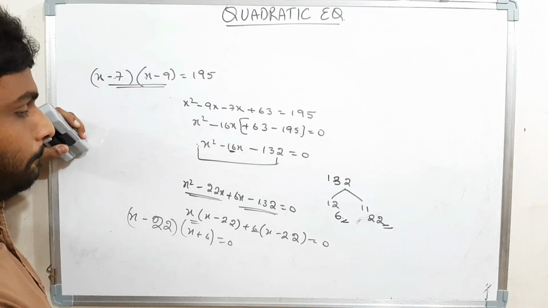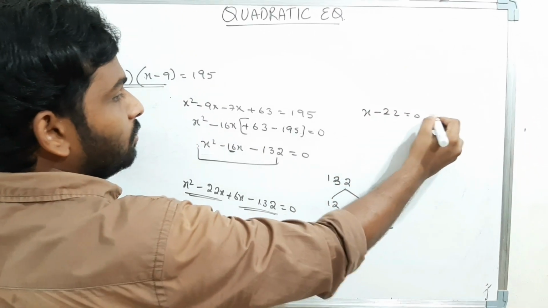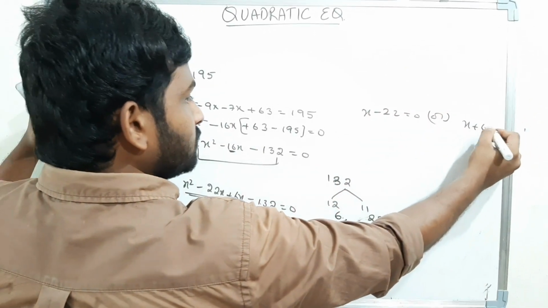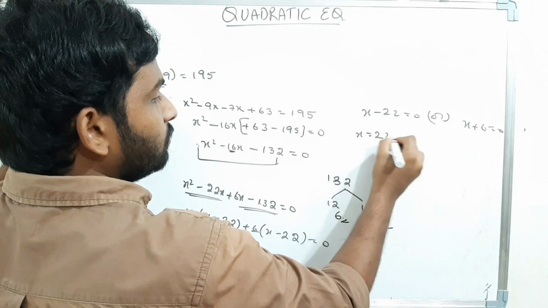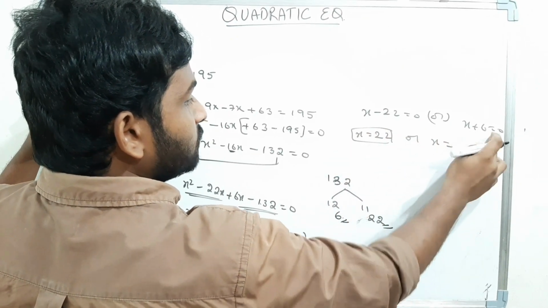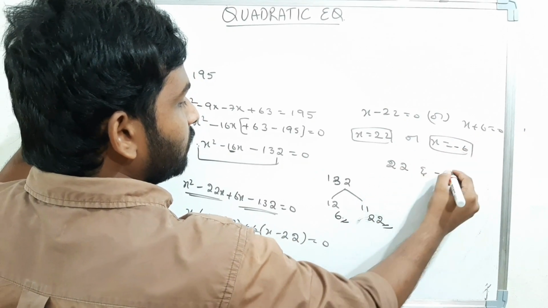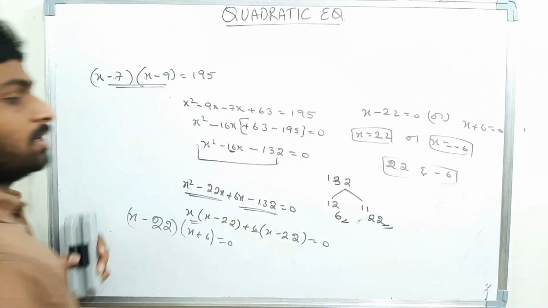Therefore, what can I write? I can write x minus 22 equal to 0 or x plus 6 is equal to 0. Therefore, x is equal to 22 or x is equal to plus 6, which when it goes to the other side becomes minus 6. So the roots are 22 and minus 6. These are the roots of the equation.